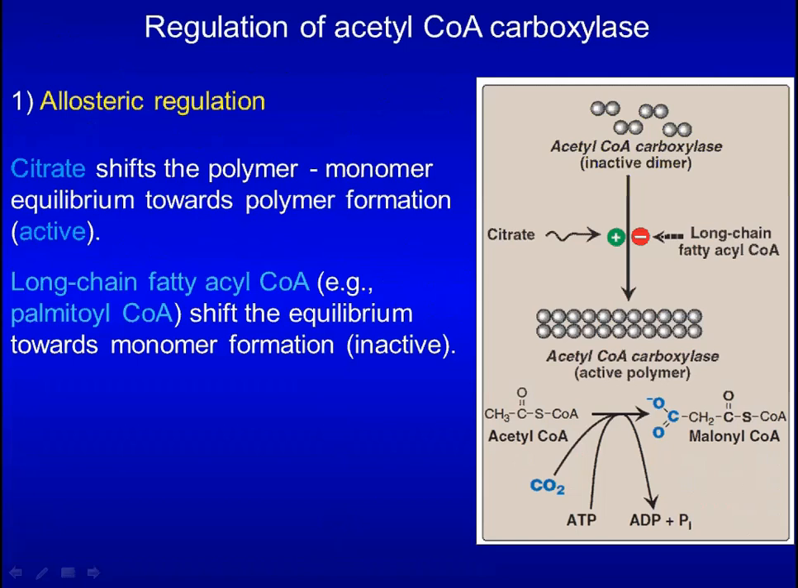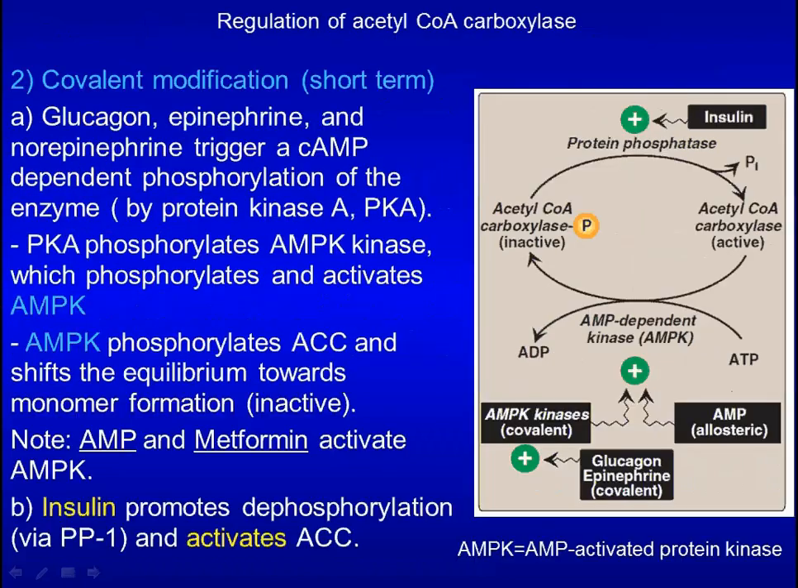Acetyl-CoA carboxylase is subject to allosteric regulation. Citrate activates acetyl-CoA carboxylase. Long-chain fatty acyl-CoA such as palmitate-CoA inhibit this enzyme. Glucagon and epinephrine activate a G-protein coupled receptor pathway, which activates cyclic AMP-dependent protein kinase A.